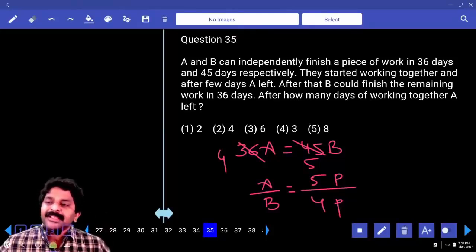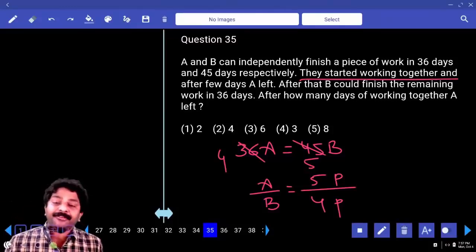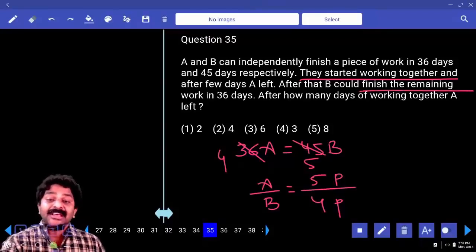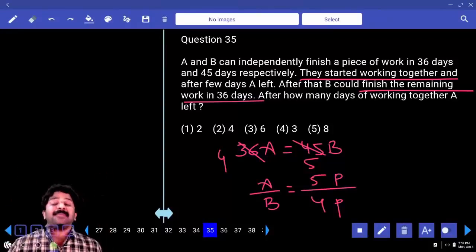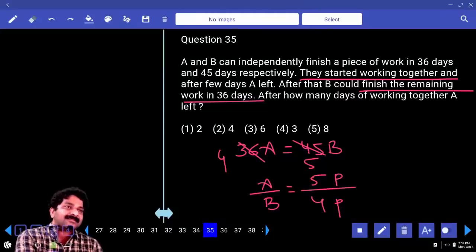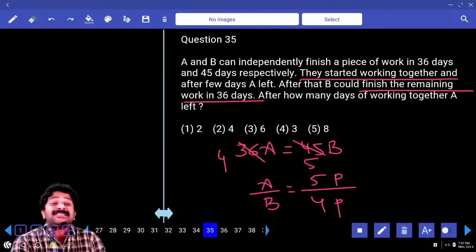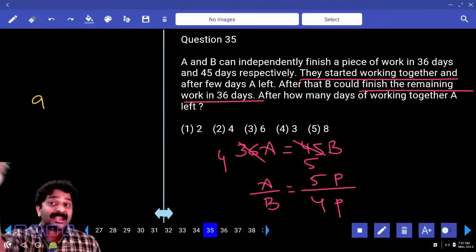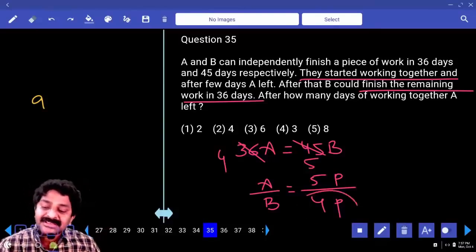Okay, no problem. They started working together. Both A and B started working together and after a few days A left. After that B could finish the remaining work in 9 days. Basically, the total work can be completed, B can complete the total work in how many days? But to complete the remaining work, B worked for how many days? That means 9 days of B's work was already done. Am I right? Per day B can do how many units?